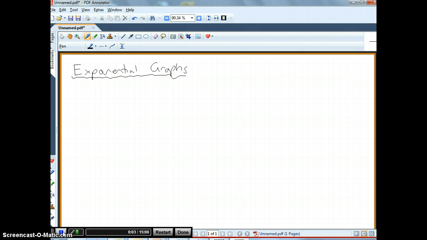Exponential graphs. The standard form for writing an equation of an exponential is y equals a, just a number, to the power of x. That can be compared to, say, y equals mx plus c, the standard form for a straight line, or y equals a bracket x plus h squared plus v. What's that the standard form for?